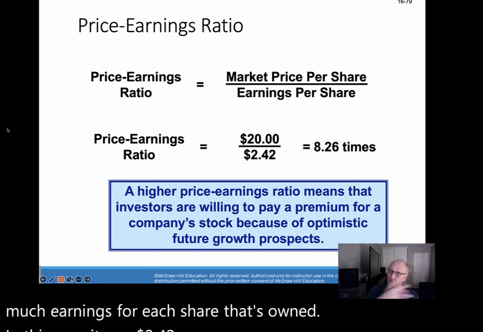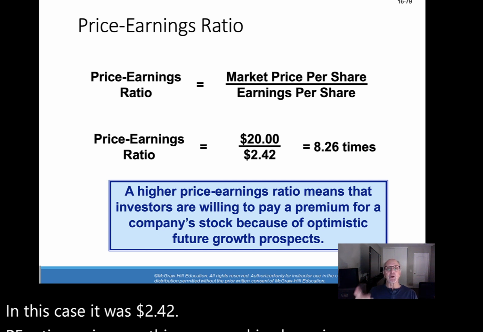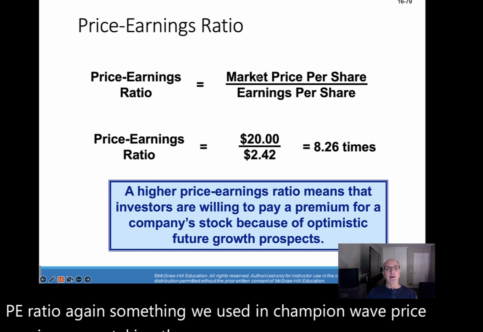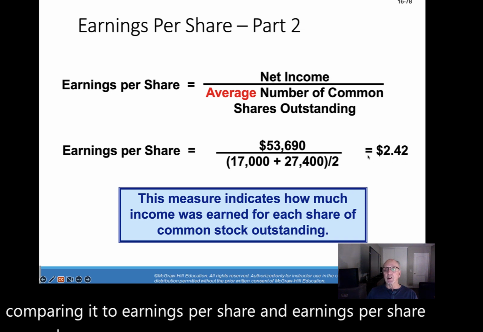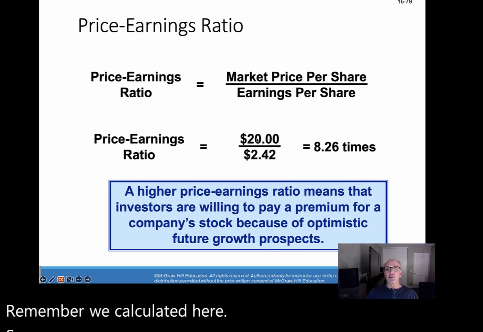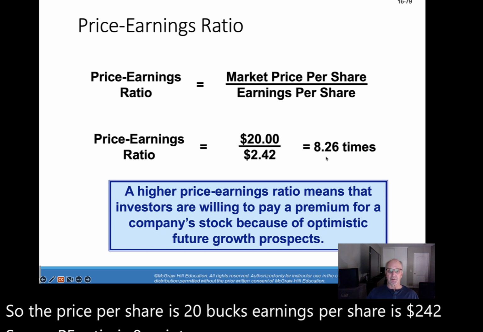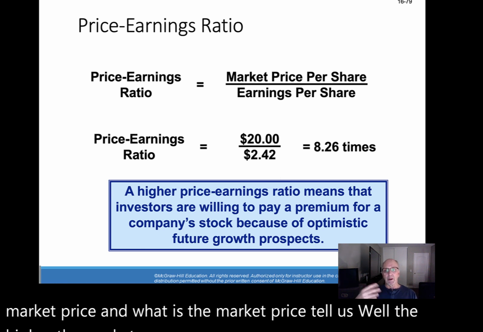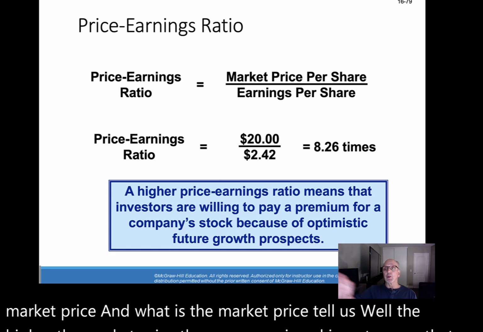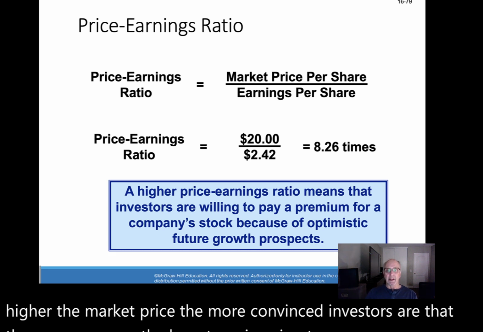PE ratio, again, something we used in Champion Wave. Price earnings. We're taking the market price per share and comparing it to earnings per share. And earnings per share, remember, we calculated here. So the price per share is 20 bucks. Earnings per share is $2.42. So our PE ratio is 8.26. Now the PE ratio is driven mostly by this market price. And what does the market price tell us? Well, the higher the market price, the more convinced investors are that the company over the long term is going to be profitable and increase in revenue.